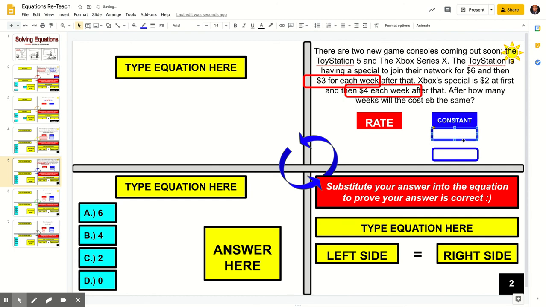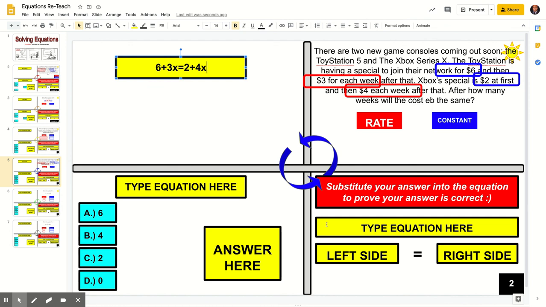The constant for the Toy Station 5 was $6. And the constant for the Xbox Series X is $2. That means your equation for this one should be 6 plus 3x is equal to 2 plus 4x. Use that equation here and guess your answer in. You can either solve it or you can guess. Even if you guess, the whole point of substituting is to find out, does the left side equal the right side? Or you can skip all that and just solve it.